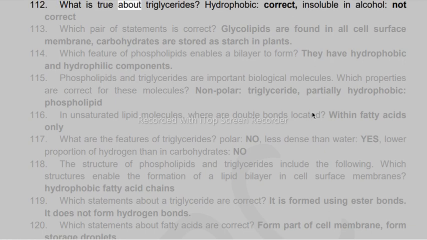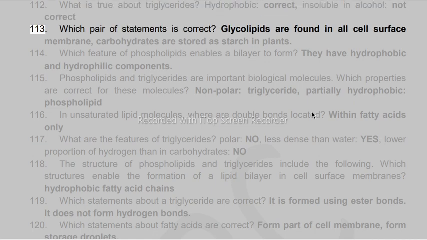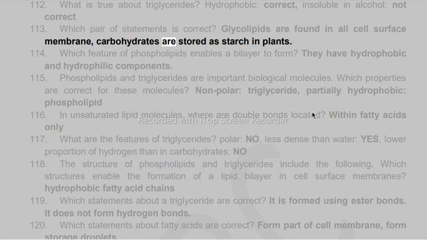112. What is true about triglycerides? Hydrophobic, correct. Insoluble in alcohol, not correct. 113. Which pair of statements is correct? Glycolipids are found in all cell surface membranes. Carbohydrates are stored as starch in plants.